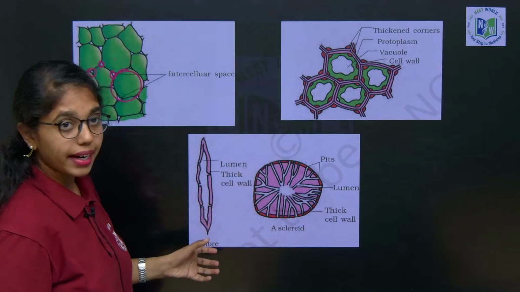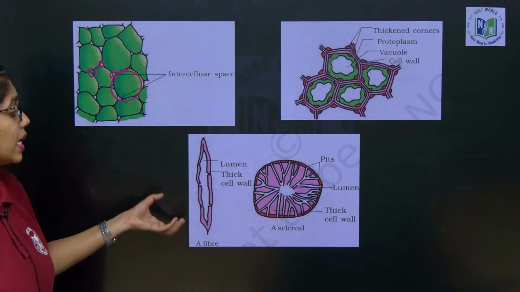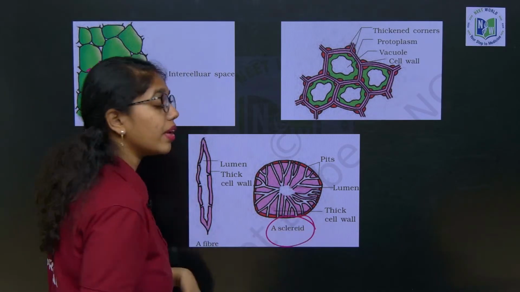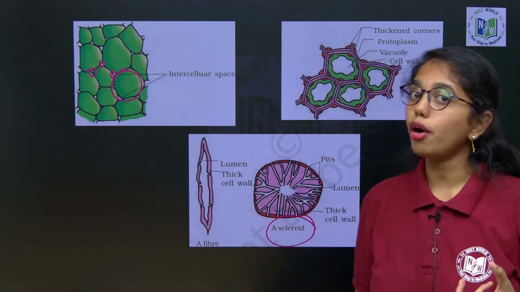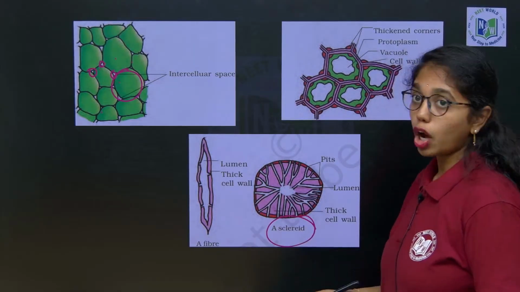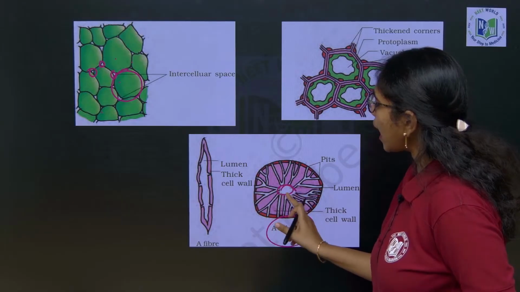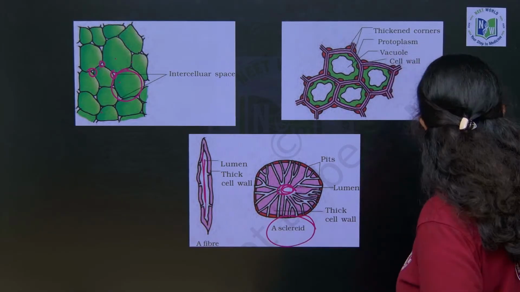Next, coming to sclerenchyma, you have two types of sclerenchymatous tissue: one is fibers and the second is sclereids. Sclereids you can observe in the fruit walls of nuts, in the pulp of guava, and also in tea leaves. Sclereids have a very narrow lumen when compared to fibers.